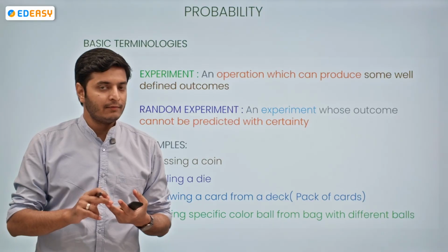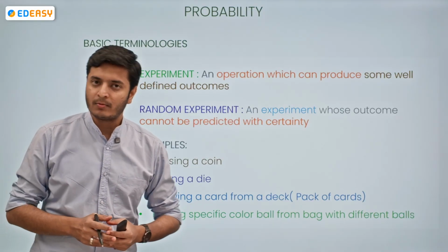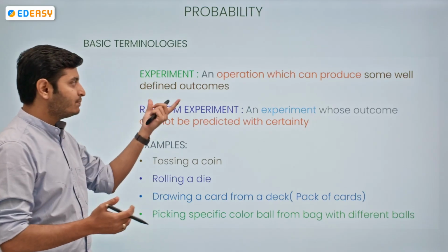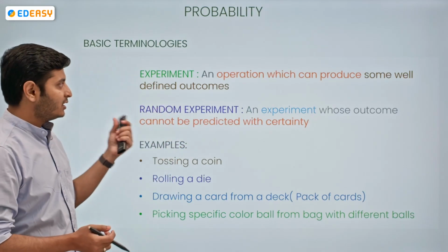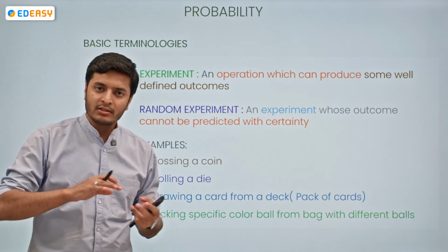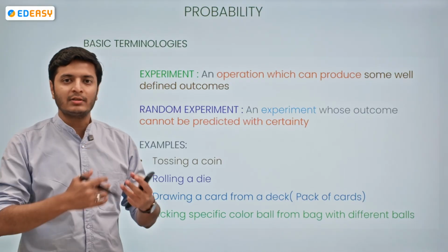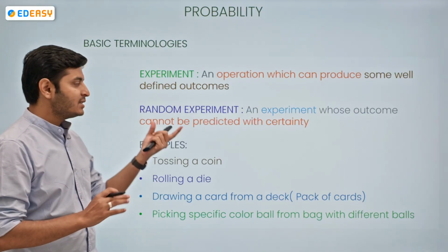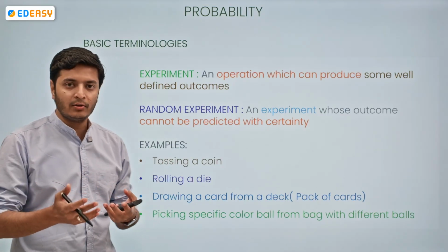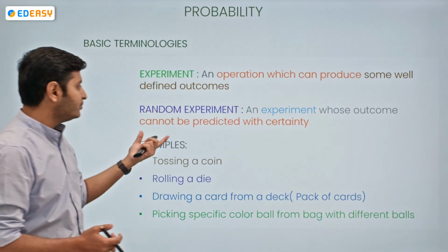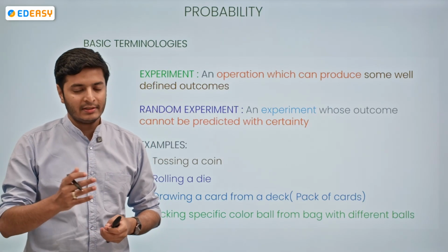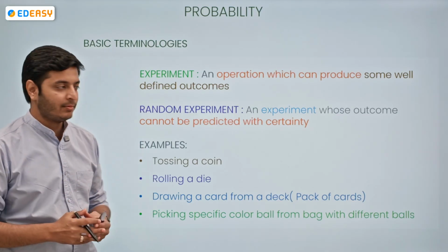Before understanding probability, we should be knowing the different terminologies related to probability. So the different terminologies that we are going to use in this session will be experiment. What is an experiment? Experiment is an operation which can produce some well-defined outcomes. So experiment is something that we are doing to produce some well-defined outcomes. Then what is random experiment? Random means doing something randomly, no? So an experiment whose outcome cannot be predicted with certainty. If you don't know the outcomes certainly, then you can call it a random experiment.